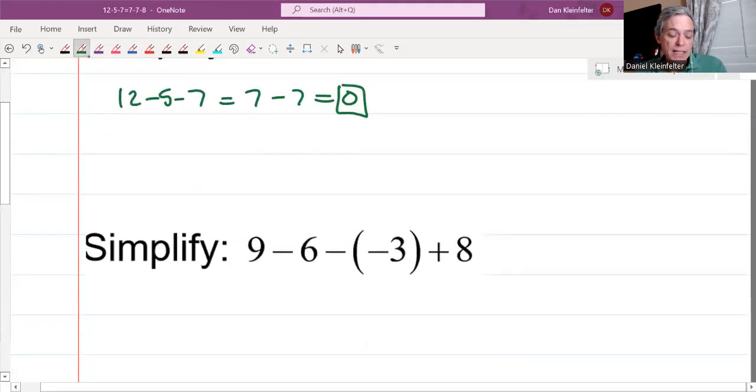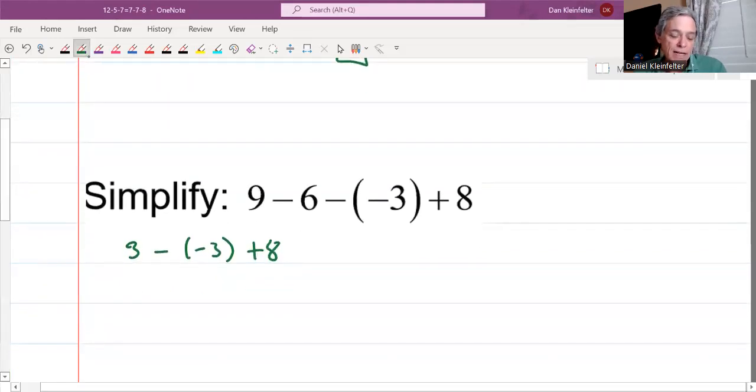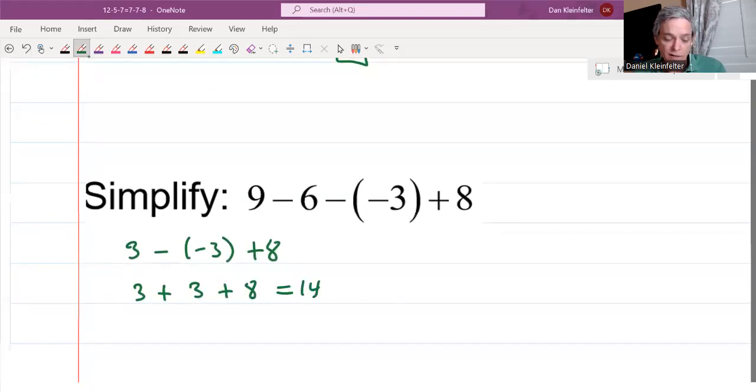Okay, 9 minus 6 minus negative 3 plus 8. Working from left to right, 9 minus 6 is 3. Okay, 3 minus negative 3 is the same as 3 plus positive 3. And that's going to give you 14.